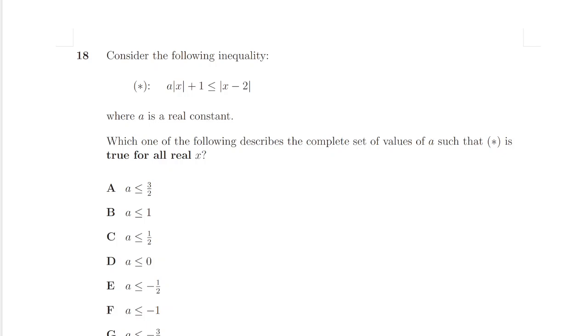Okay, question 18. Consider the following inequality: a times the absolute value of x plus 1 is less than or equal to the absolute value of x minus 2, where a is a real constant. Which one of the following describes the complete set of values of a such that star is true for all real x? Okay, so what is the first thing that you all have in your head?